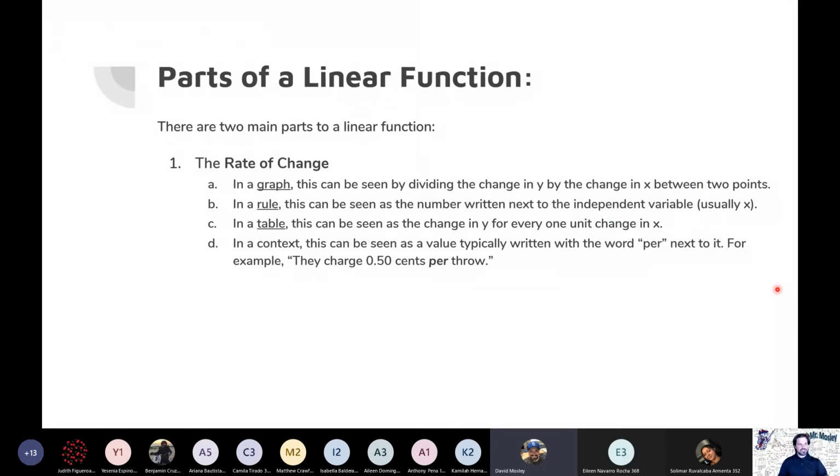So again, we have our rate of change. That's one of our main important parts. The other thing is the y-intercept. We've also called this the start value. This is the other important main part of a linear function.